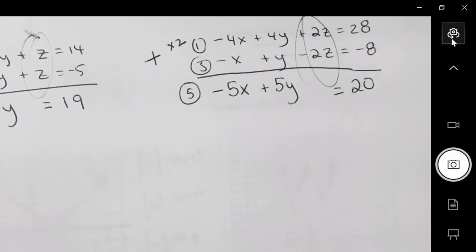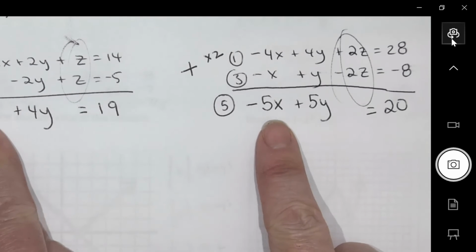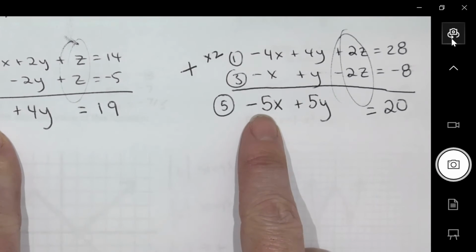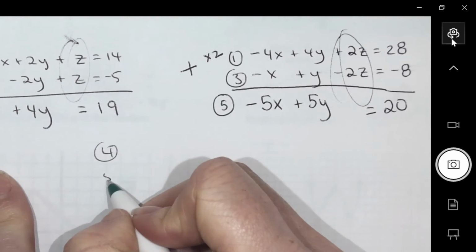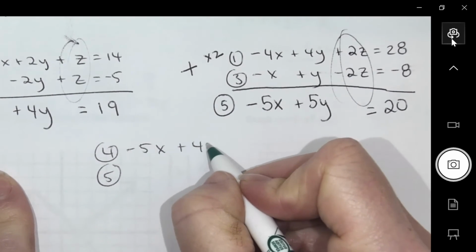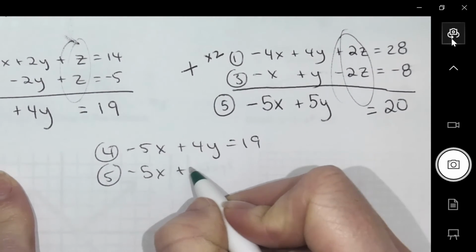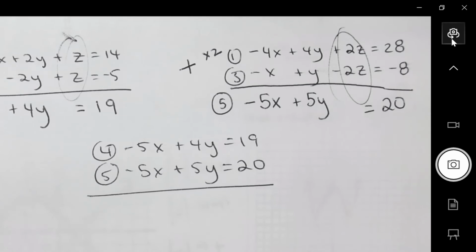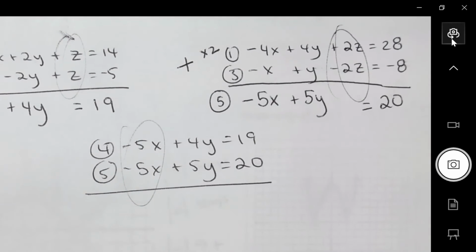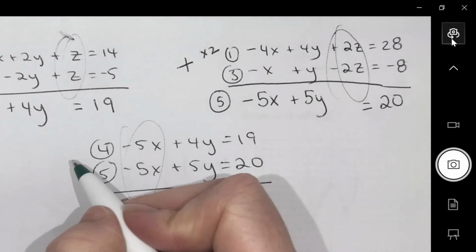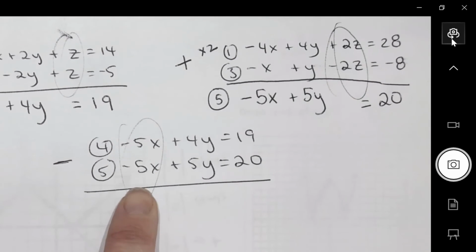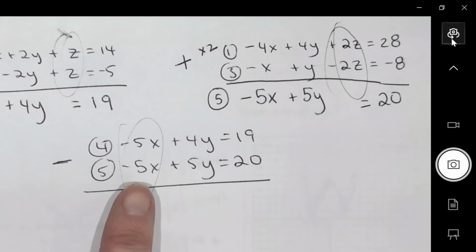Okay, I'm putting 4 and 5 together. Looking at the variables now, guess what? I think I like to get rid of the x's because they're already set up. Sometimes here you might have to multiply, but so that's nice that they set up already. So I'm getting rid of x's on those, so I'm going to have to subtract. If they look the same, you got to subtract them. Same signs, if they're the same, subtract.